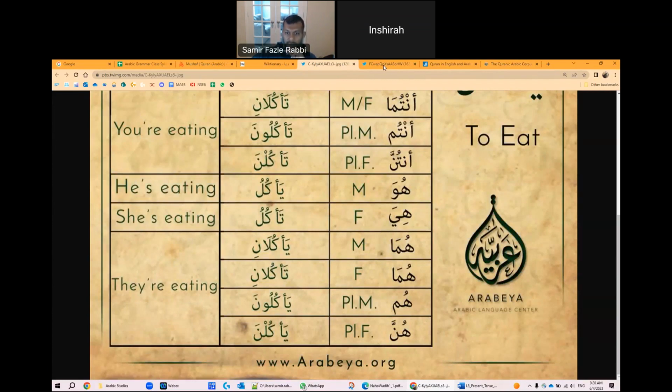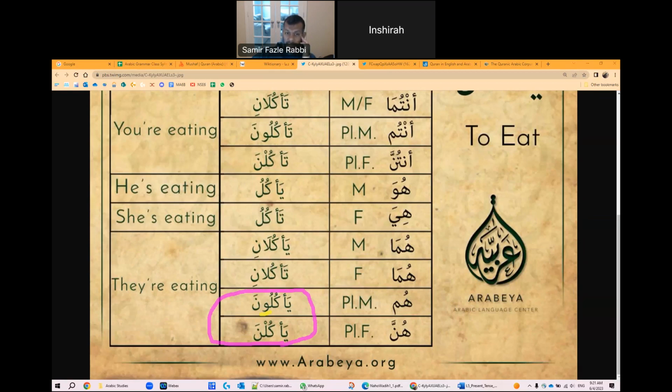they're eating, right? The masculine and female plurals are yakulun and yakulna, right? And so the difference here is this wow for the males: the presence of this wow for hum yakulun and the absence of this wow in hunna yakulna. Are you following with me?